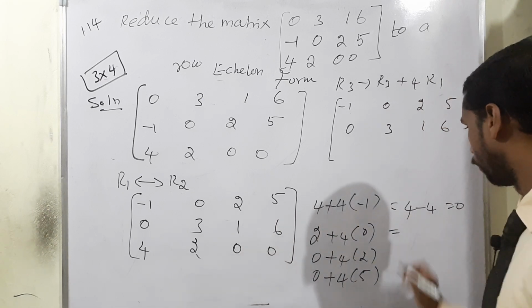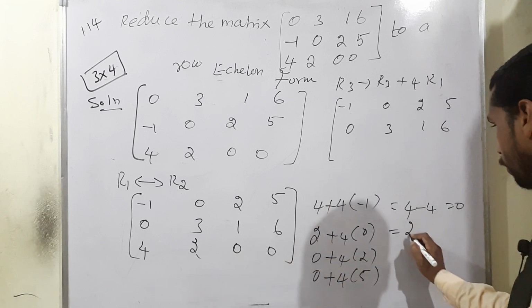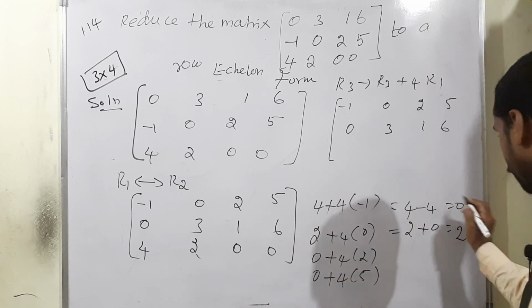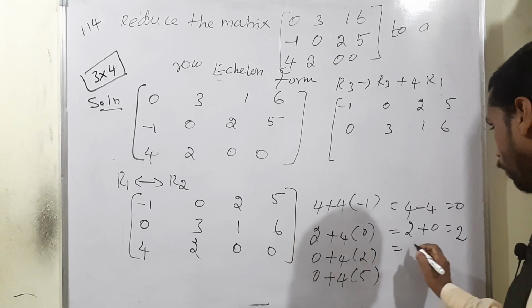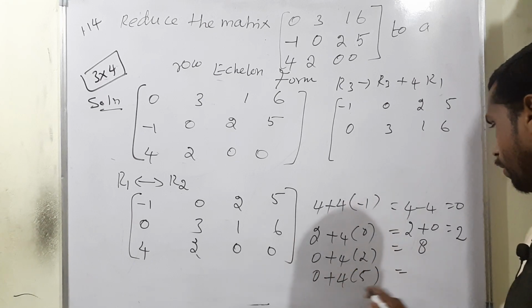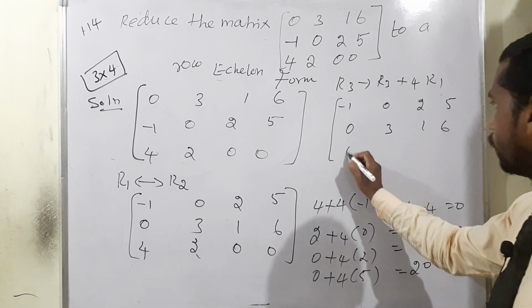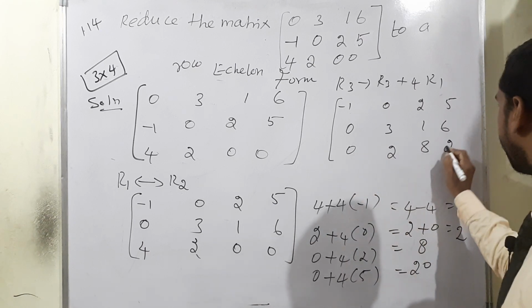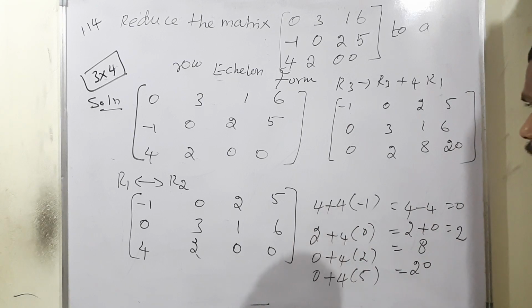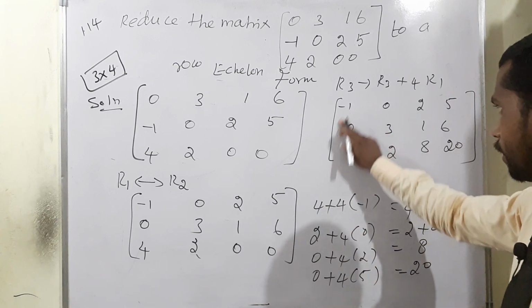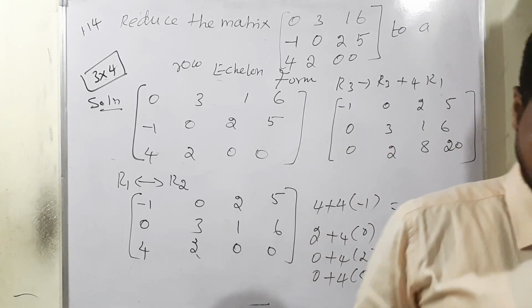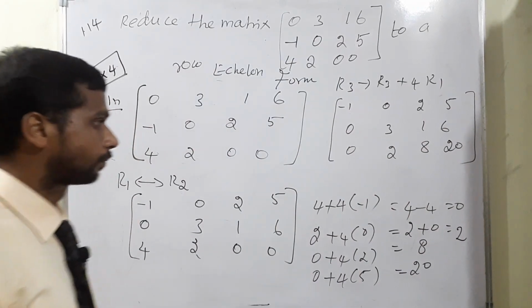Therefore 4 minus 4 value will be 0. Next one, 2 plus 0 value will be 2. Next one, 0 plus 4 into 2, 8. Next one, 0 plus 4 into 5, 20. Therefore 0, 2, 8 and 20. So clear now, when starting the non-zero digit, under the term you have shown 0.